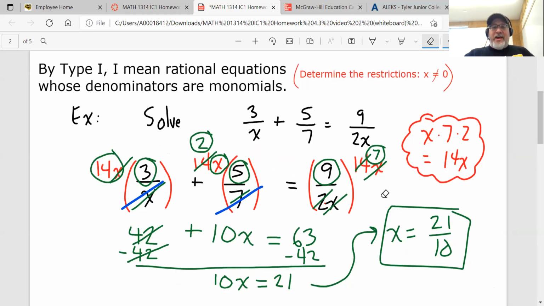To cancel an x, a 7, and a 2x, it's really messy here, so it may be hard to see. To cancel an x, well, actually, I can go back to the original equation. To cancel an x, a 7, and a 2x, we found the least common denominator of 14x. And that's what we used to multiply across the equation to cancel everything.